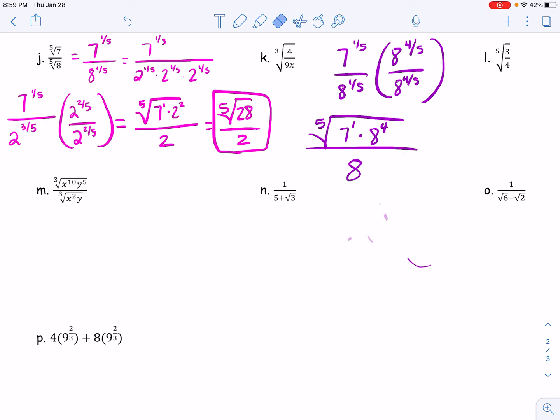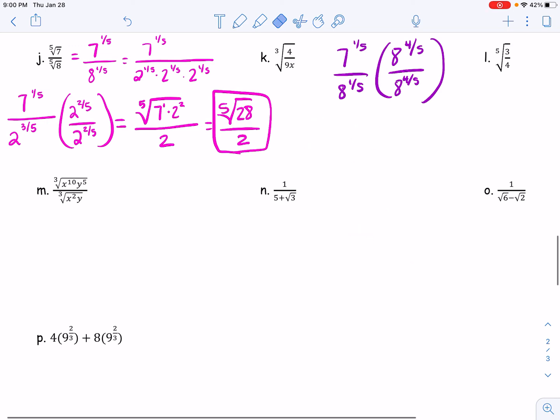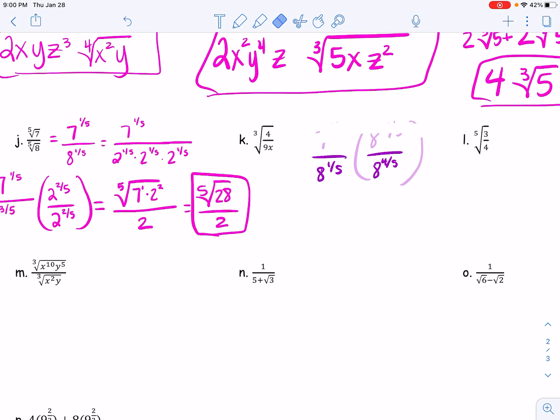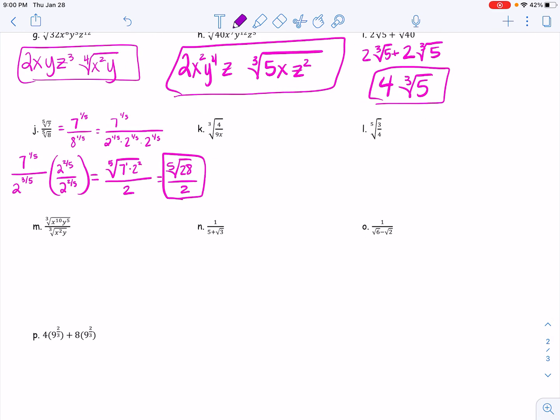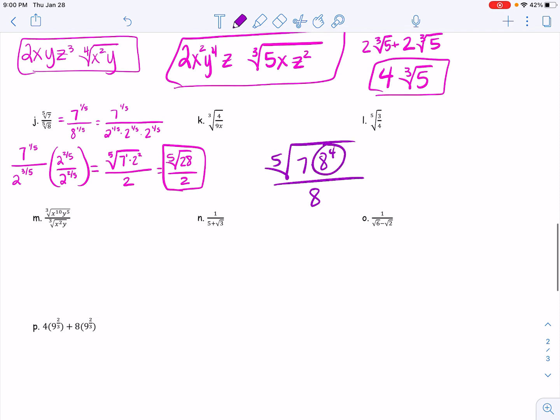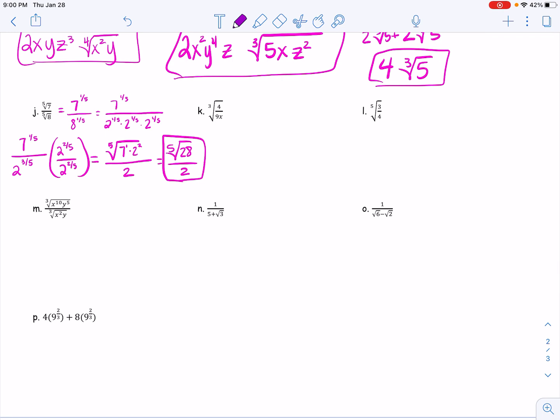That's what they're saying of when you look at that radicand, you want to make sure it's simplified all the way. You wouldn't have been able to leave it as the 5th root of 7 times 8 to the 4th over 8. That's not simplified. Who wants to do 8 to the 4th multiplied by 7 and then take the 5th root of that? Nobody does. That's why you need to recognize those good numbers and rewrite when possible.